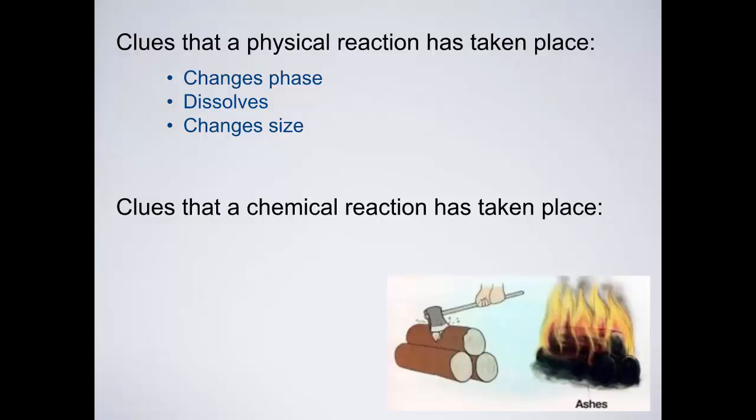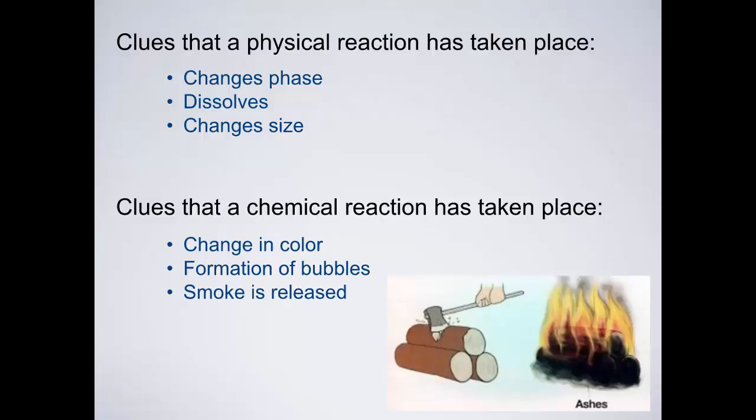Chemical changes are often indicated by things like a change in color. When we added iodine to the starch solution and it changed color, that was because a chemical reaction had taken place. The formation of bubbles often indicates a chemical reaction. Smoke being released is an indication of a chemical reaction.